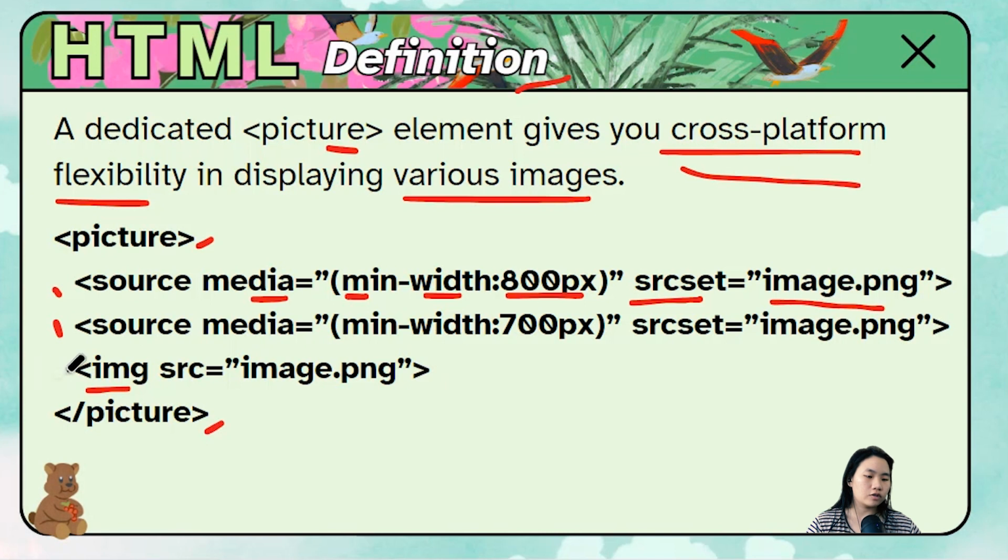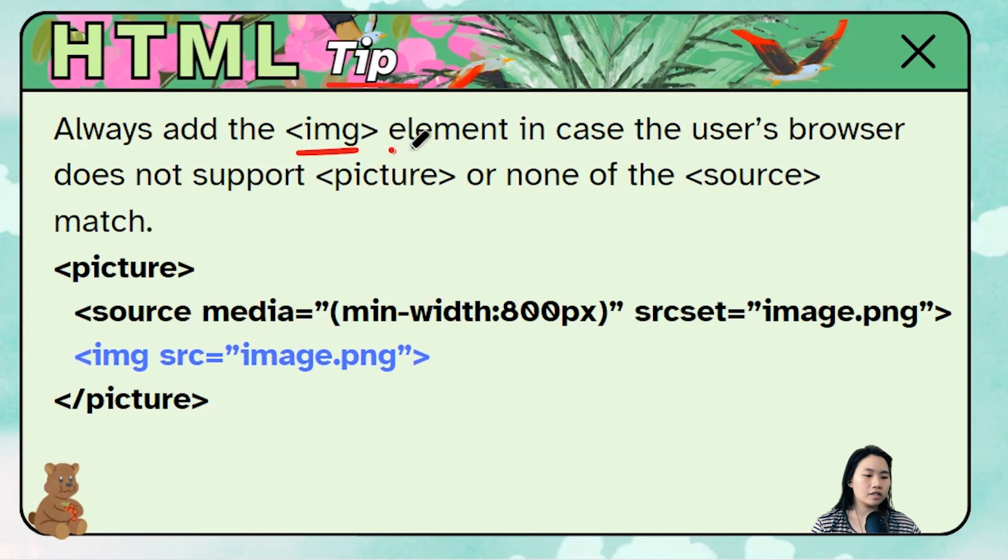But wait a minute, why do you need to add another image tag below all of this source? Think of this as the backup plan or the default. Sometimes the user will have their screen size above 800 pixels and above 700 pixels. What does the website display to them? It would display the image tag. And that's a little tip for you. Always add the image element in case the user's browser does not support picture or none of the source media over here matches the screen size that the user is having. So that's one important thing that you do have to bear in mind.